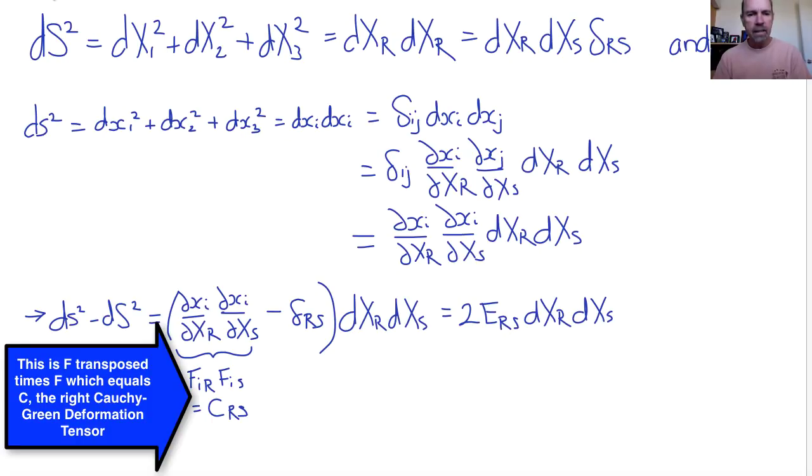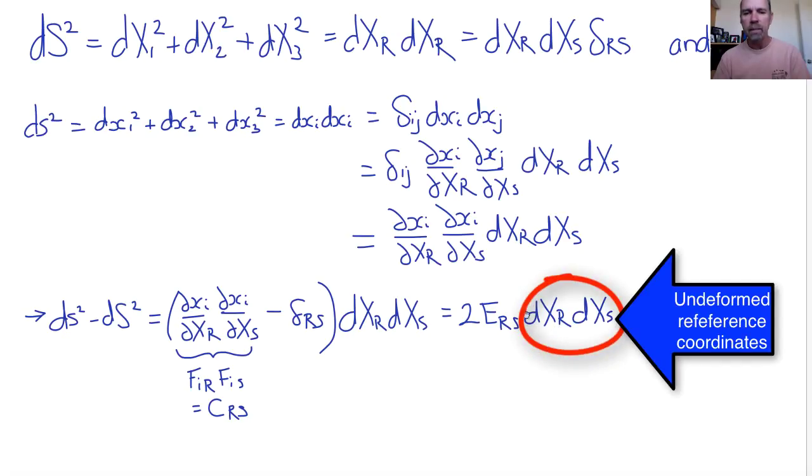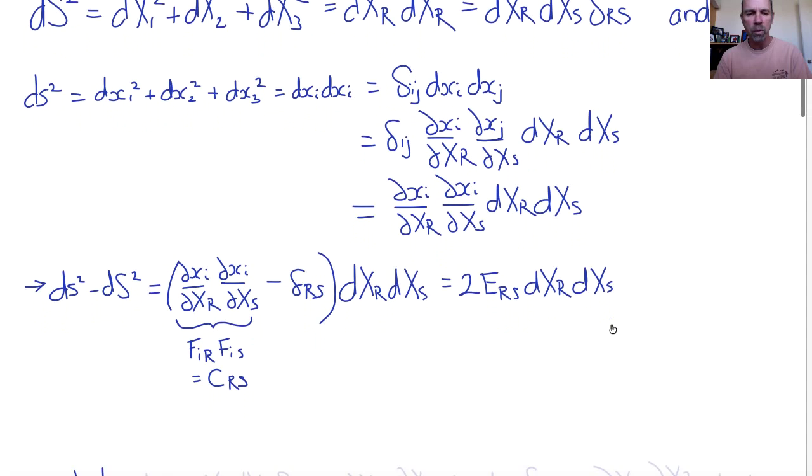So we see here that this change in squared length is related to the elements of our original undeformed coordinates by the Lagrangian Green strain tensor. So this goes to show that what the Lagrangian Green strain tensor does is express squared length changes with respect to undeformed coordinates.